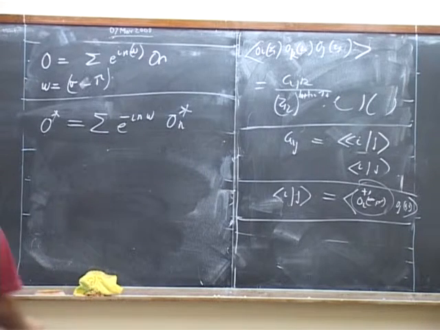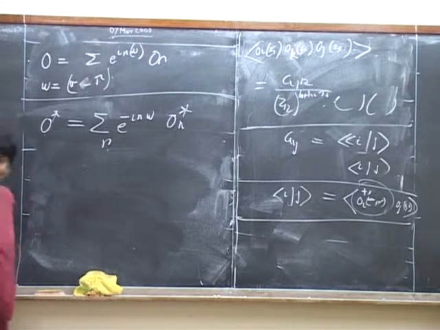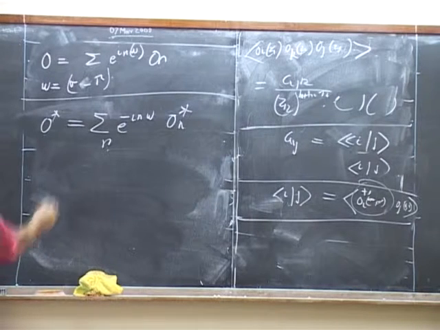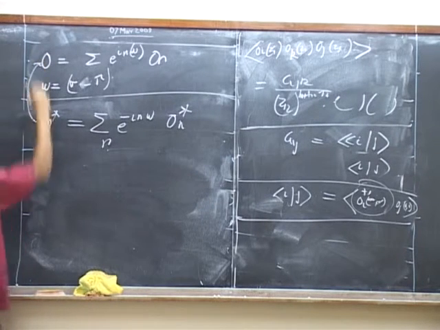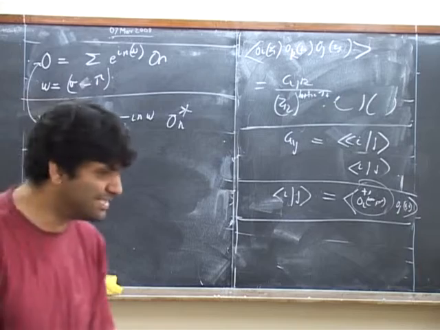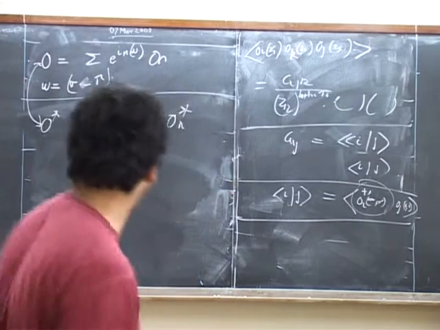Okay, sum over n. Very good. So these are the two operators that in Minkowski space are complex conjugates of each other. Or the two functions that in Minkowski space are complex conjugates of each other.